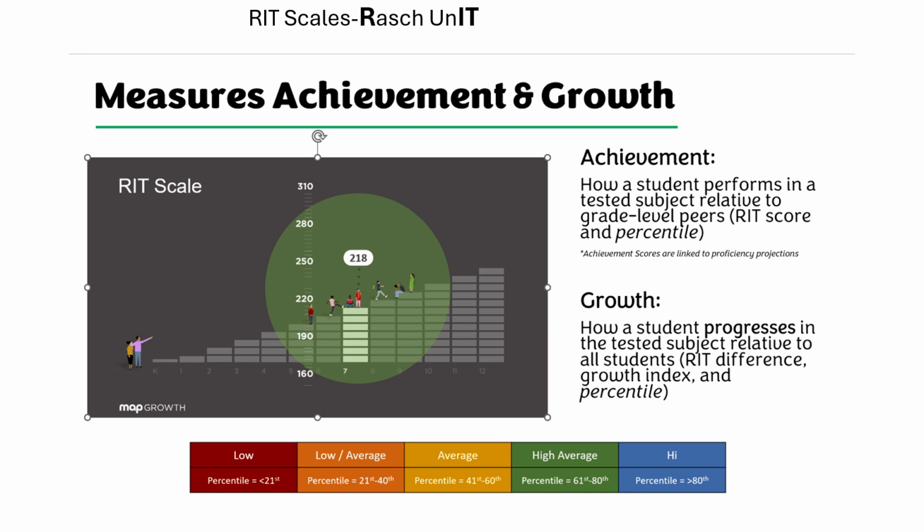High average is designated by green, and that is anything in the 61st through the 80th percentile. Average is yellow, and that's the 41st through the 60th percentile. Low average is a peach or orange color, and that is the 21st through the 40th percentile. And low is red, and that's anything at or below the 21st percentile.